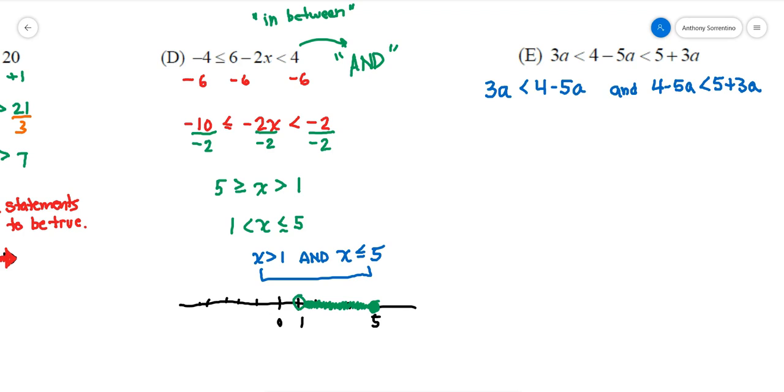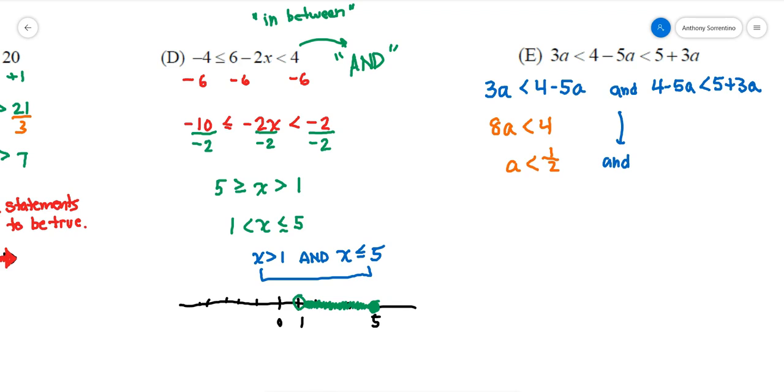So for these, I'm just going to solve these. For the first one, I'm going to add 5a to both sides. I'm going to end up with 8a being less than 4. Dividing both sides by 8, I get a is less than 1/2. No multiplication or division by negatives happens, so we're good. This is just going to be brought down.